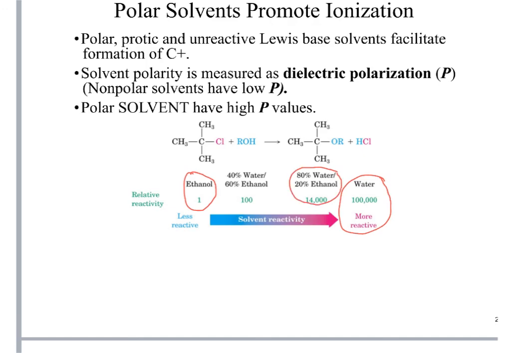For example, a system that is 80% water and 20% ethanol would be better than a system that is 70% water and 30% ethanol.